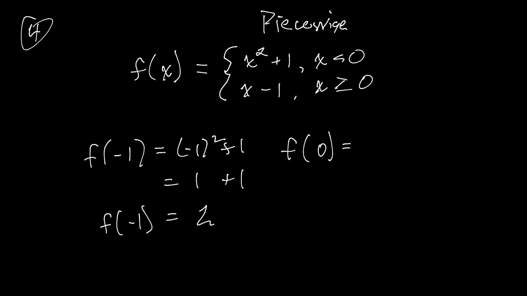Now let's go over here. F of 0, when x equals 0, now I have to look at which piece I'm going to use. When x is greater than or equal to 0, which it is, I use this function. So x minus 1, or 0 minus 1. So here's my x, put our parentheses in, and in place of that we'll put a 0. So 0 minus 1, negative 1. So f of 0 is negative 1.